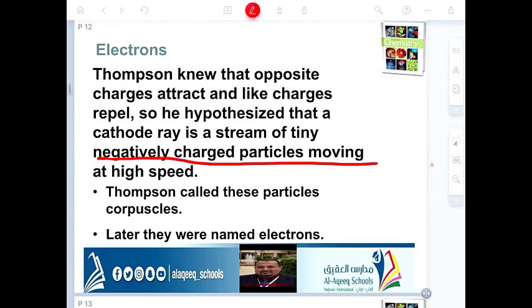Electrons move at high speed, very, very fast. Thomson did not call these particles electrons at this moment. He called these particles corpuscles. Corpuscles is the old name of electrons. Later they called them electrons.